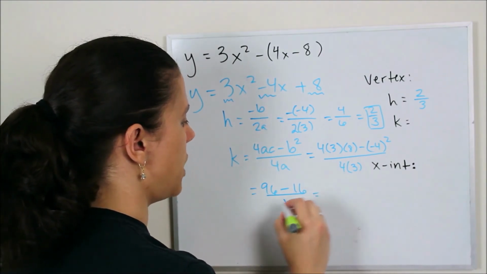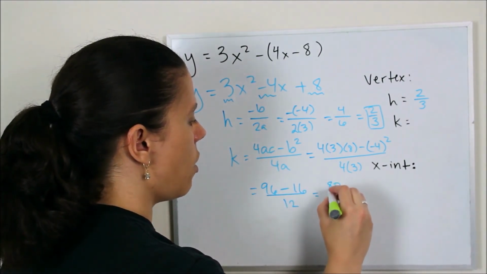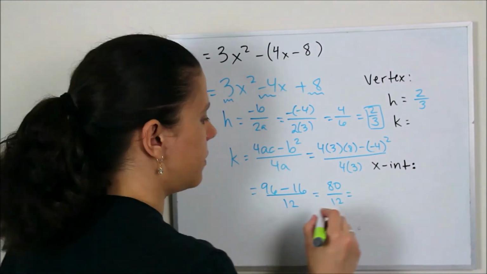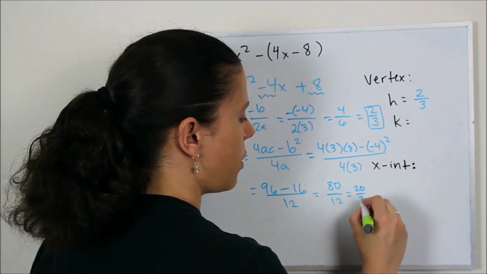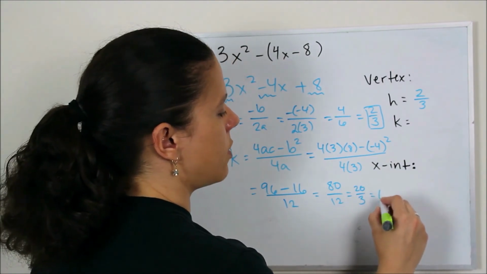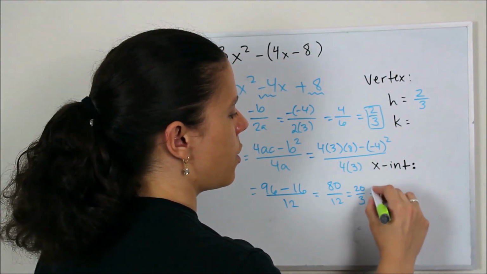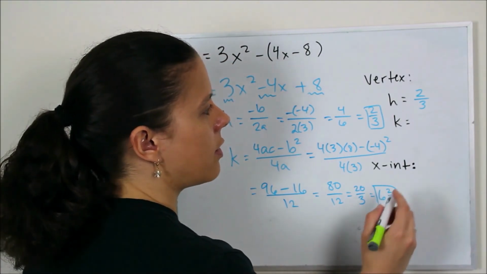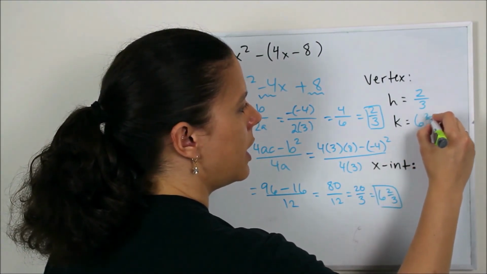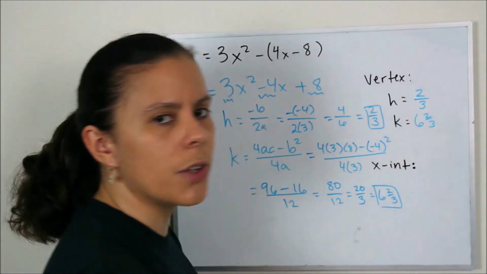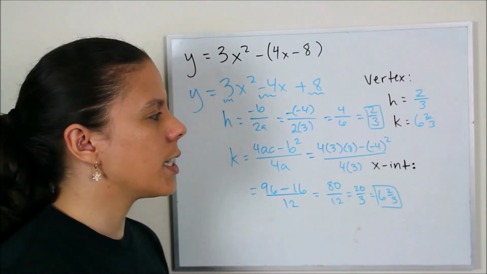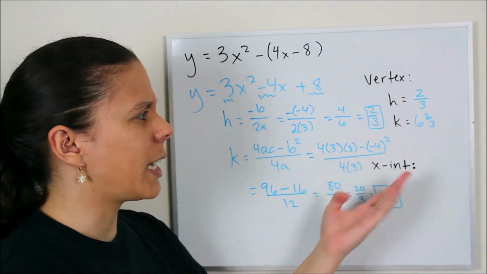Well, that is going to be equal to 80 over 12, which reduces into 20 over 3, which is the same thing as 6 2/3. That is going to be my k. My k is going to be 6 2/3. And the reason why I'm leaving it like that, I've mentioned in previous videos that I don't like using mixed fractions like that. It's because it looks like a multiplication sometimes.